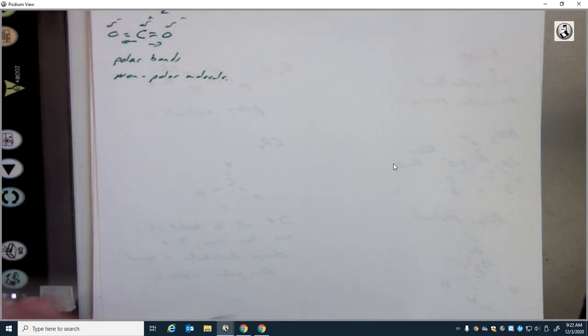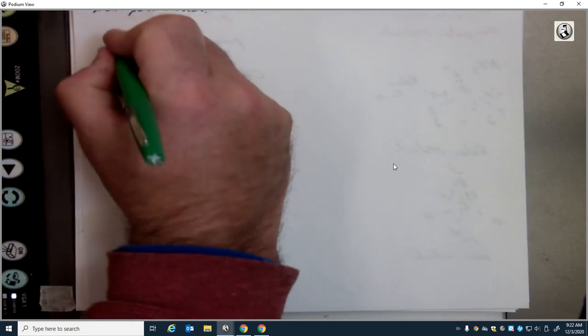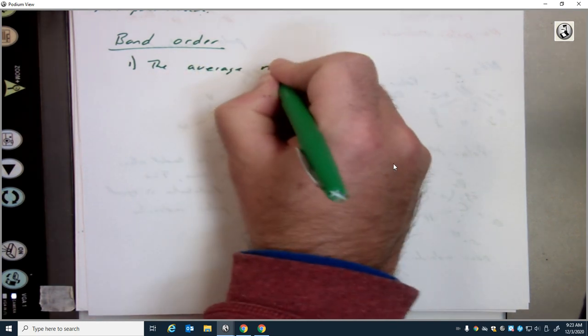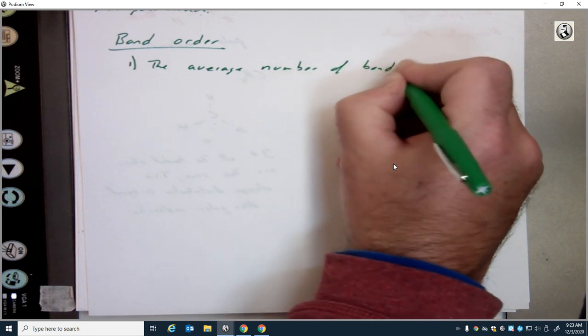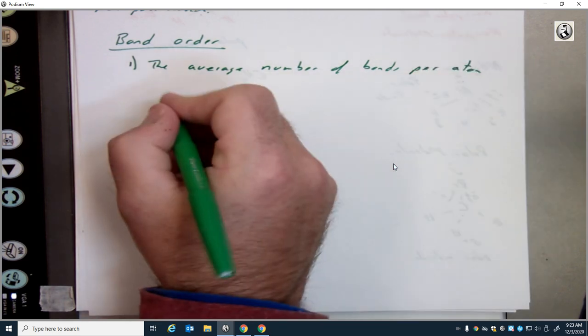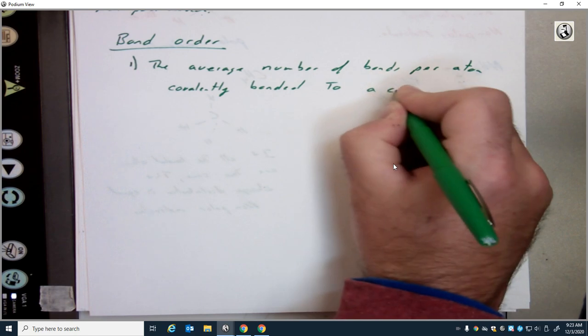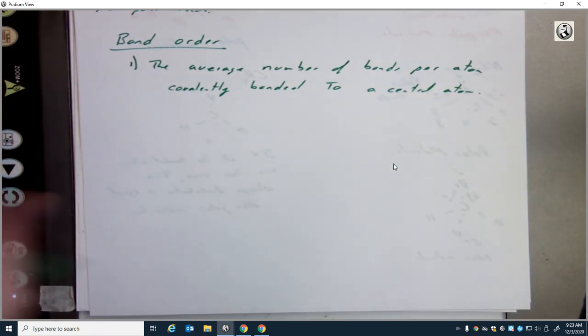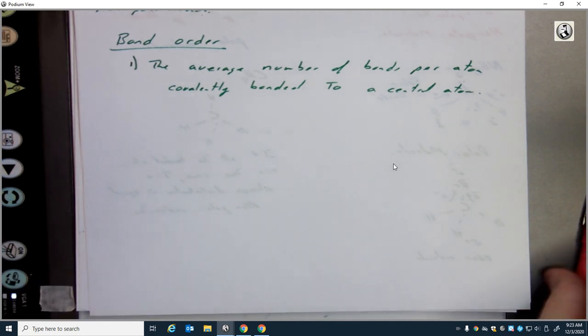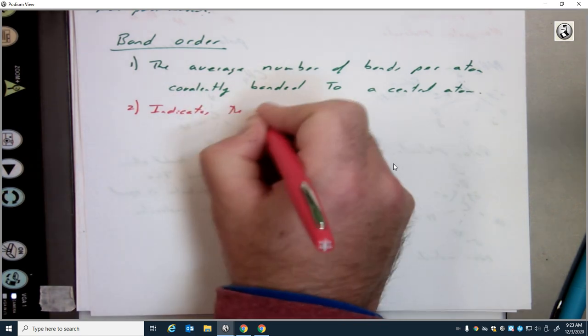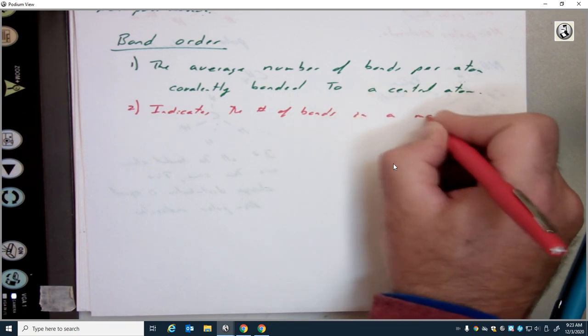The last thing we're going to talk about today is bond order. And it's something we have to calculate. So bond order is the average number of bonds per atom covalently bonded to a central atom. So our bond order indicates the number of bonds in a molecule.